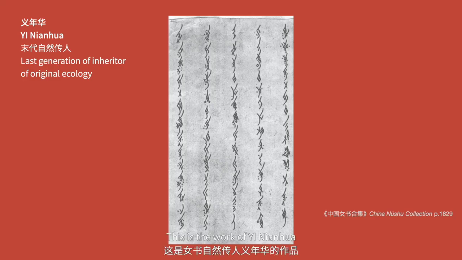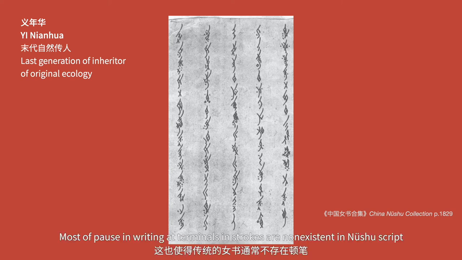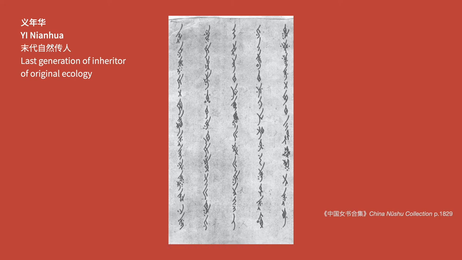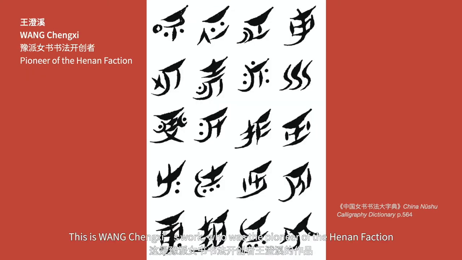This is the work of Yi Nianhua. It's clear that Nüshu script is monolinear because it is written by a wooden stick, fountain pen, or ball pen. Most of the parts in writing at the terminals in strokes are non-existent in Nüshu script. This is Hu Xin's work, who was appraised as the image ambassador of Jiangyong Nüshu script. This is Wang Chenxi's work, who was the pioneer of the Henan faction.